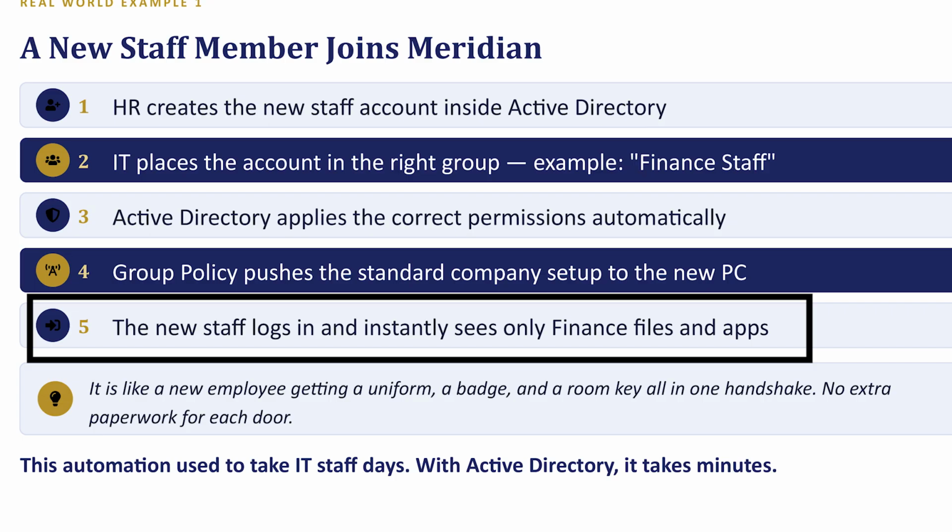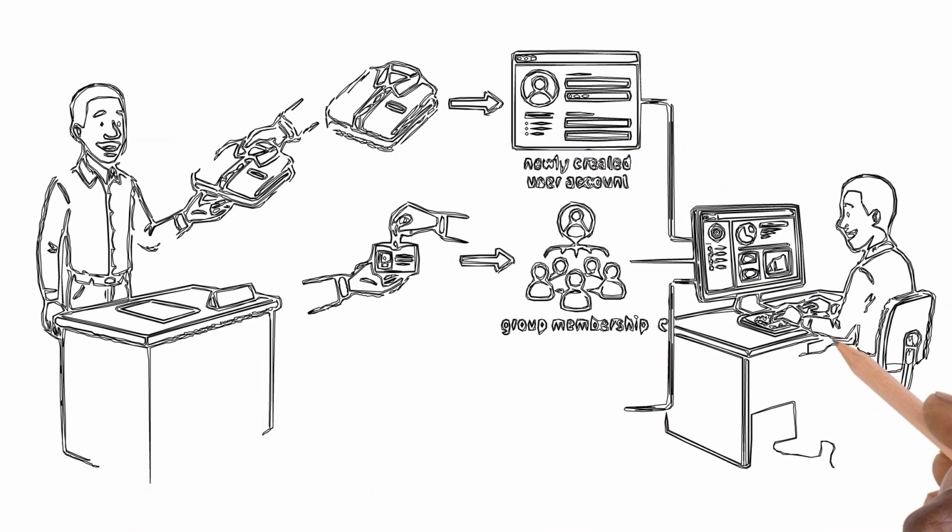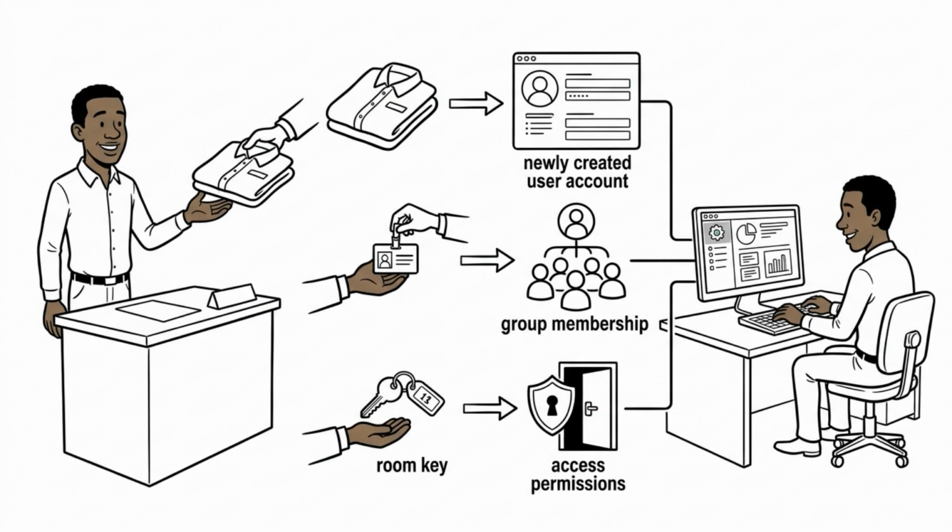Now notice what just happened. A new employee entered the organization, and instead of IT manually setting up every single permission and configuration one by one, a centralized system can automate much of this process. The slide compares it to getting a uniform, a badge, and a room key all together.